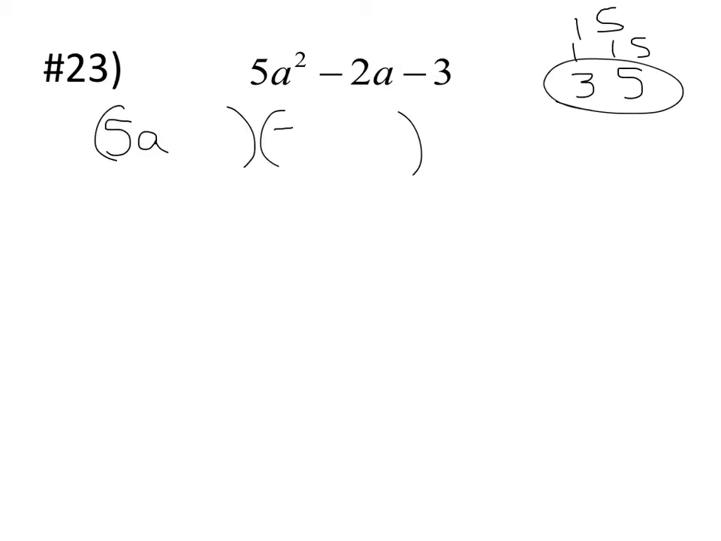Each house gets a 5a. Always keep your first sign. If your first sign is negative, you change your second sign. So it was negative, we change it to positive. And your large number always goes first.